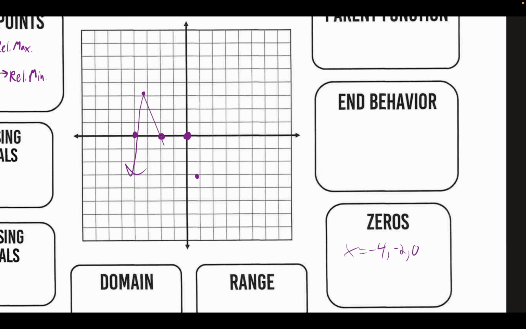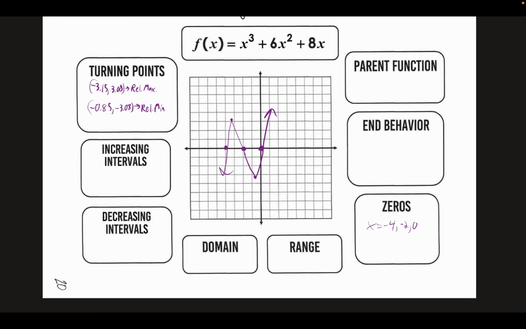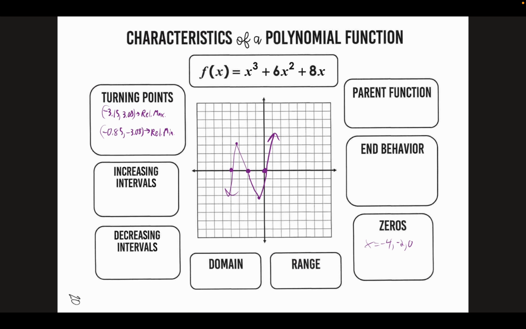Oh, I plotted the relative minimum wrong. Oopsie. That's better. And by one of the relative minimums, I guess I just meant the relative minimum since there's only one. And so now I can find all the rest of this information for increasing intervals, decreasing intervals, domain and range.